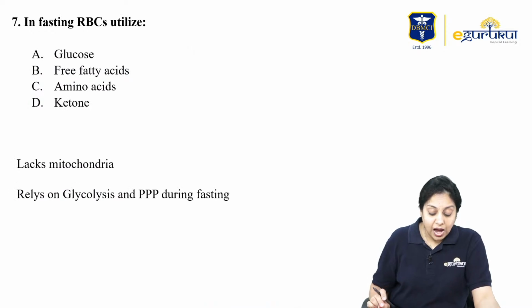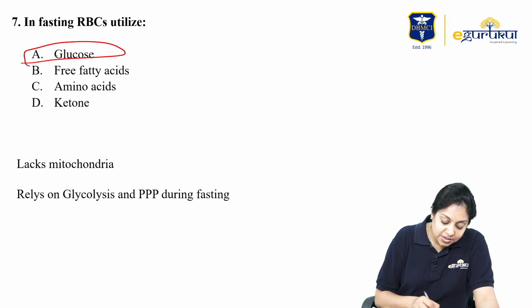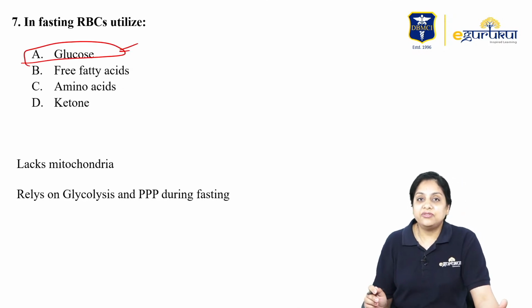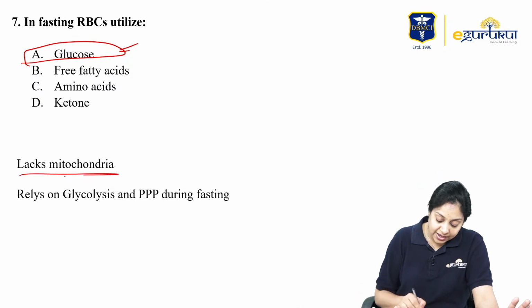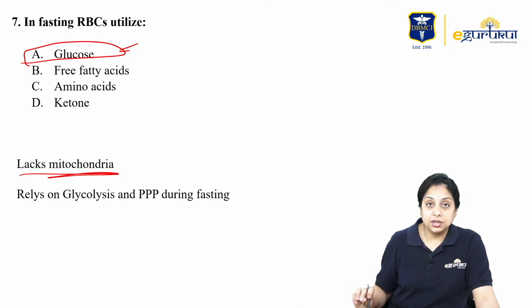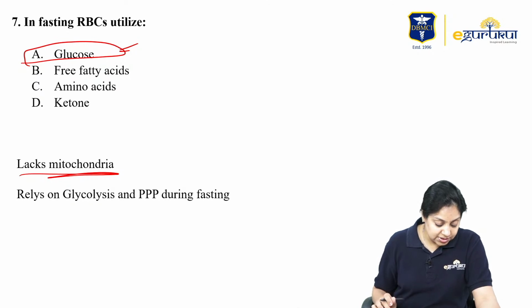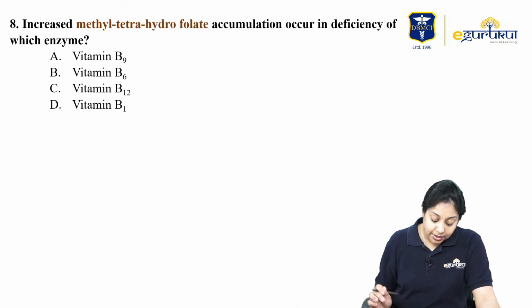In fasting, RBCs, very simple, very easy question. RBCs always use glucose. Fed, fasting, prolonged fasting, starvation, it cannot use anything else because it lacks the mitochondria, right? So the choice is A, right?